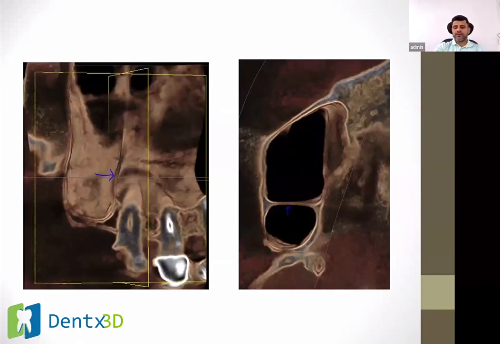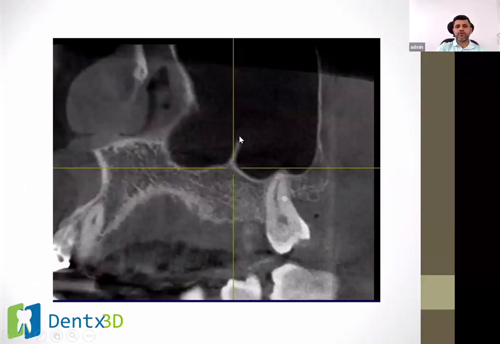Then there are septa in the sinus. Whenever you see these radiopaque lines in the sinus, these are the septa extending into the maxillary sinus.